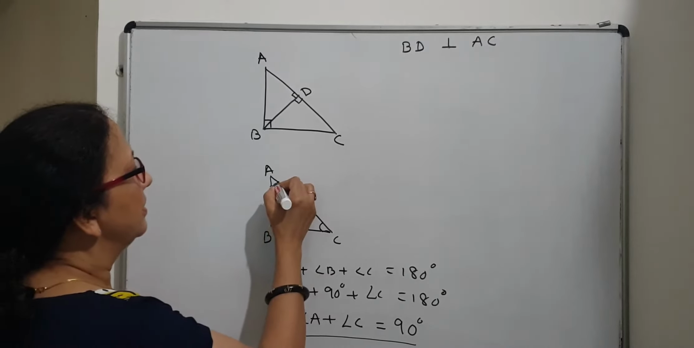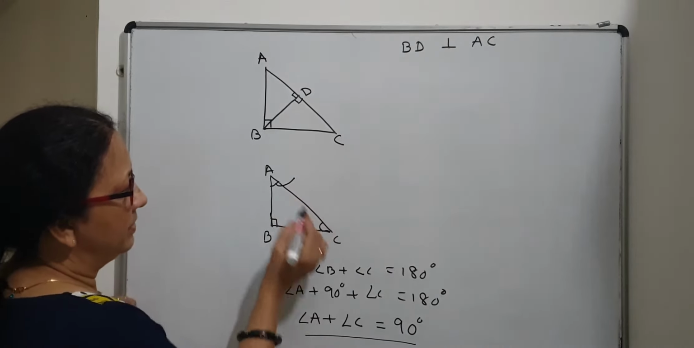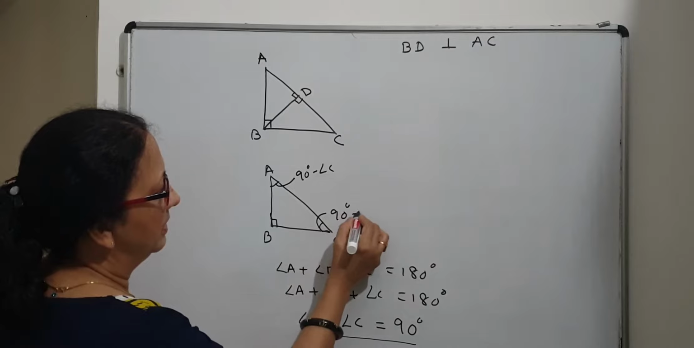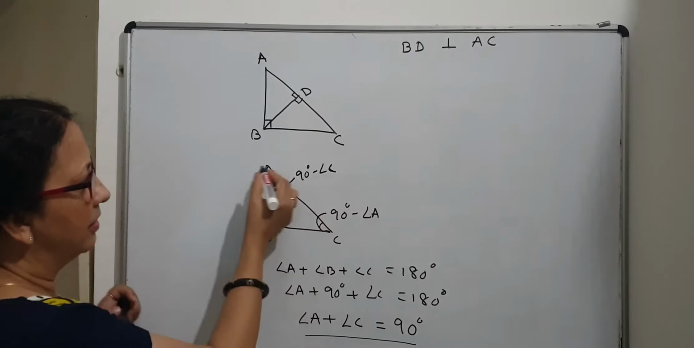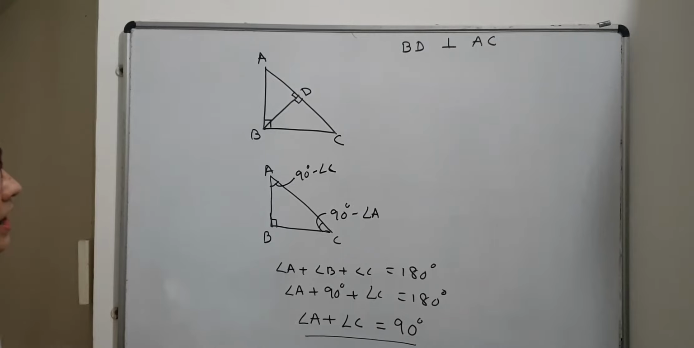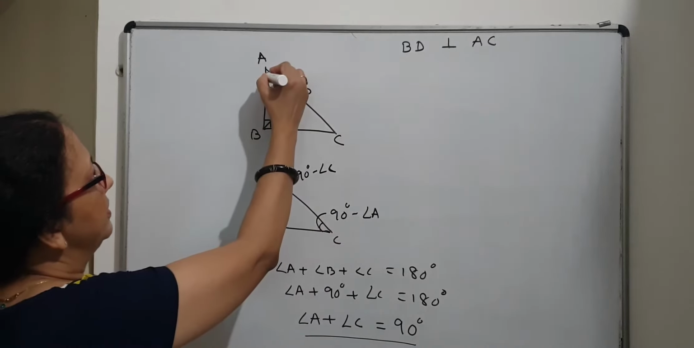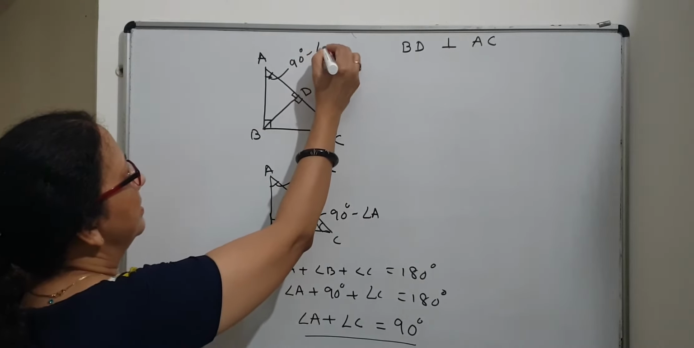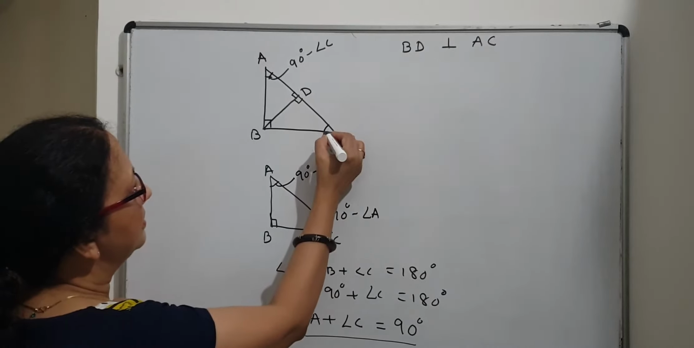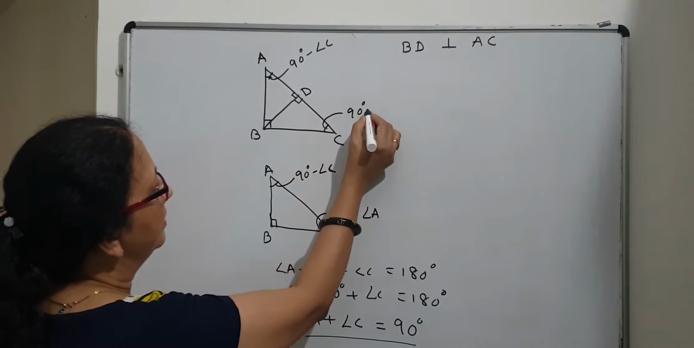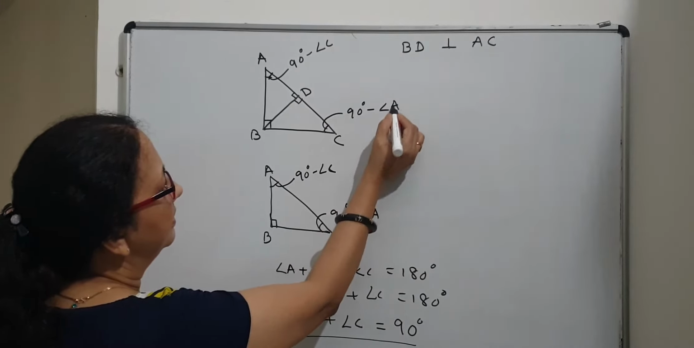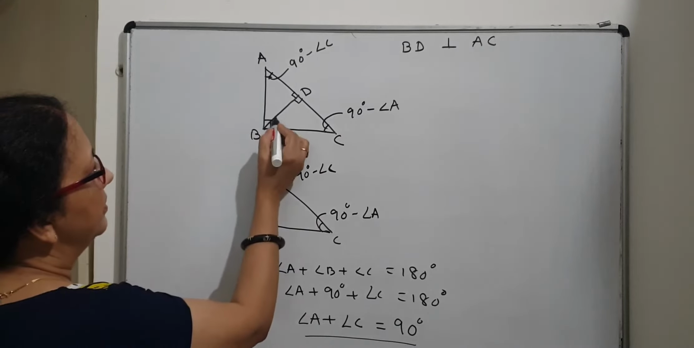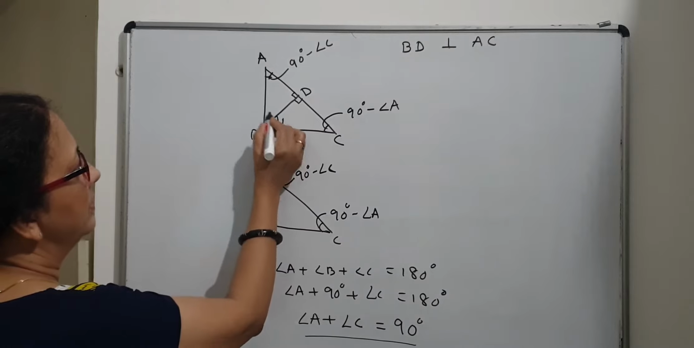So that means this angle will be 90 minus angle C, and this will be 90 degree minus angle A. So that's their complementary angle. So in this I can say this angle is 90 degree minus angle C, and this angle is 90 degree minus angle A. Right. Now also these 90 degrees divided into two parts. Say this is angle 1 and say this is angle 2.